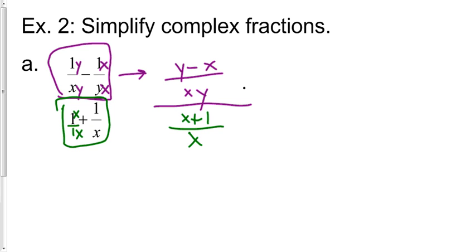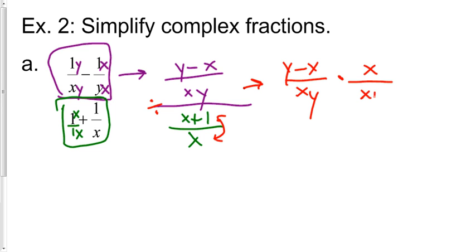So remember, we're not really going to divide here, we're going to multiply by the reciprocal. So now you're going to want to rewrite the problem as y minus x over xy. Instead of dividing here, we're going to multiply by the reciprocal. So I'm going to flip this fraction over, x plus 1. Instead of dividing by a fraction, we multiply by its reciprocal, and that's what I've changed this into over here.